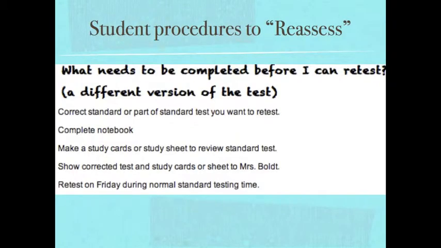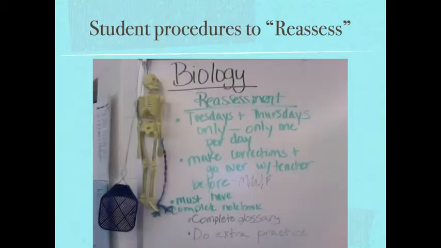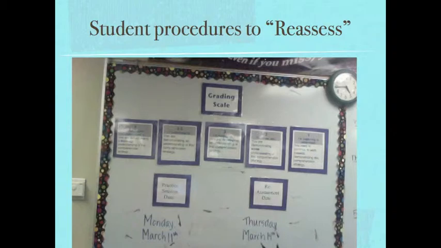Student procedures to reassess. Students need to understand the process of reassessment. This can be done in a variety of ways. Here is an example of something given to students to tape into their notebooks. Teachers should also have their reassessment procedures posted somewhere in their classroom. This could be just written on a whiteboard or posted on a bulletin board in your room. You need to create an assessment procedure for your classroom that works for your schedule.